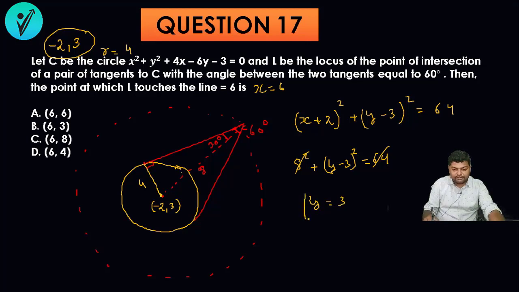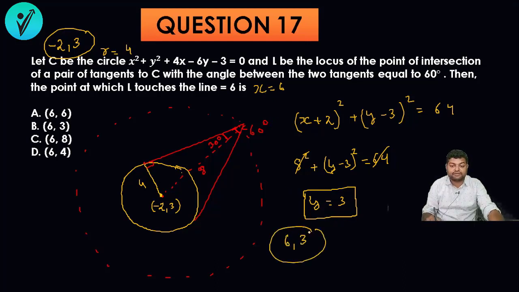The value of y will be what? It will be 3. Okay, so what's the coordinate? The value of x is 6 and the value of y is 3. So the coordinates of the locus will be what? The coordinates will be where this locus will be intersecting the line x equals 6. It will be 6, 3.